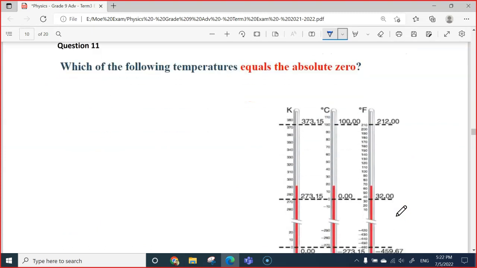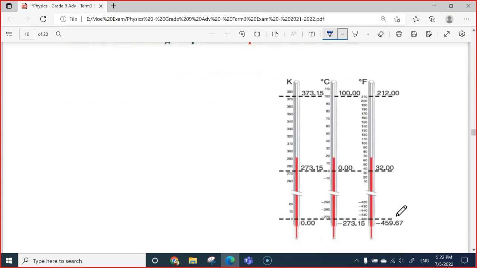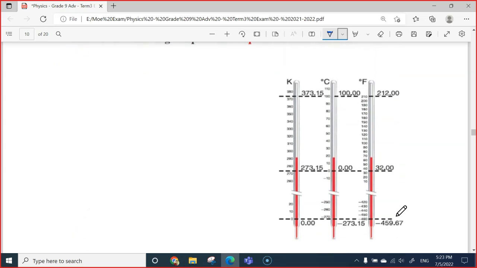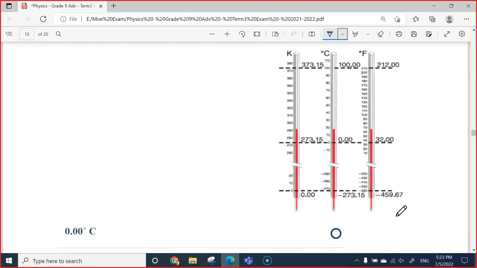Question number 11. Which of the following temperatures equals absolute zero? Absolute zero means the 0 Kelvin temperature. Absolute zero is 0 Kelvin. So when you express absolute zero in Kelvin, that is equal to 0 Kelvin. So this temperature is absolute zero.